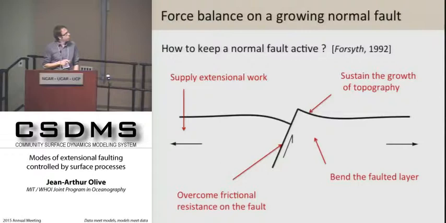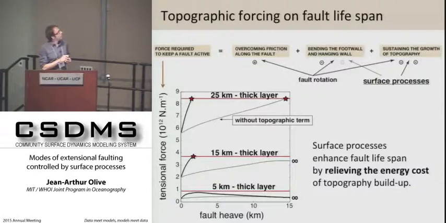So what we did then is break down this energy cost. Actually, we formulated it as a force balance, and we've separated the total force needed to keep the fault active into the friction term, the bending term, and the topographic term. And what I'm plotting here is the total tensional force needed to keep the fault slipping as a function of its increasing offset. And this is done for various layer thicknesses. So first, let's look at a 15 kilometer thick layer, which is your typical continental upper crust. You see these two curves here. This would be the total contribution of bending, friction, and topography all added together.